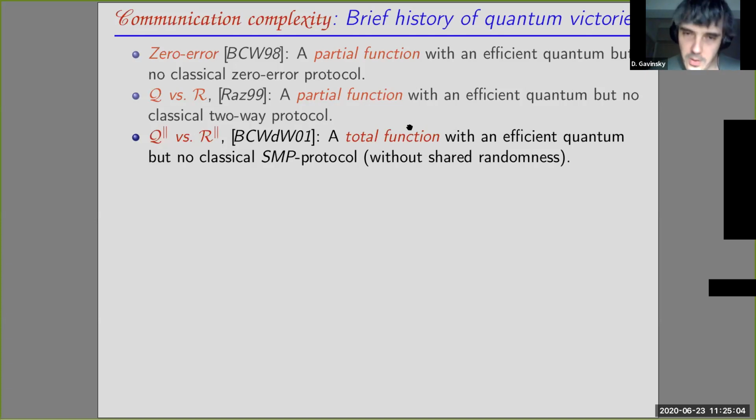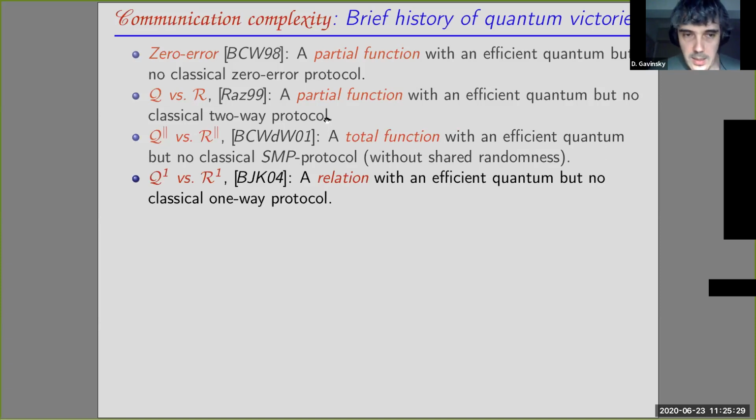The function analyzed was the equality function. Equality has an efficient protocol in classical SMP if you allow shared randomness. So the lack of shared randomness was a crucial part. And this is the only separation we've seen so far that uses a total function, the most restricted type of communication complexity problem, as the object used to demonstrate the separation.